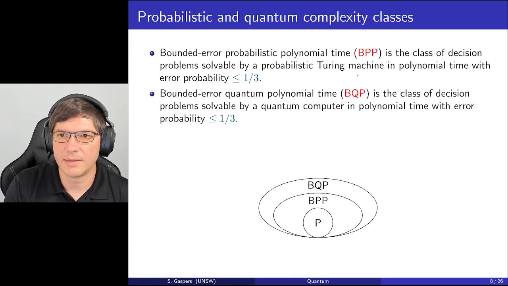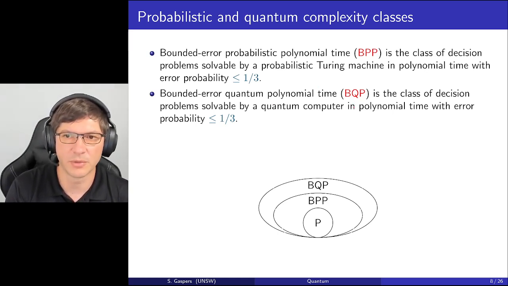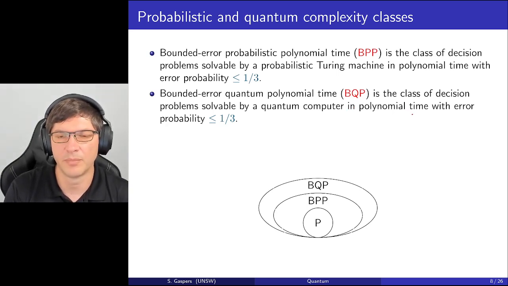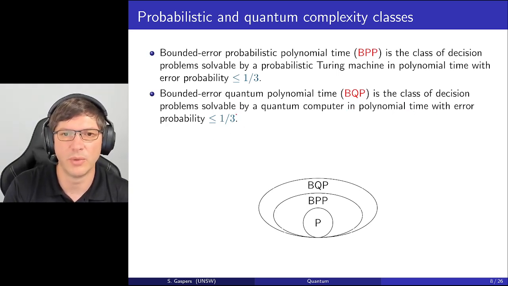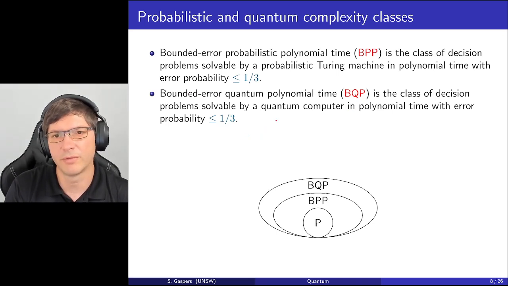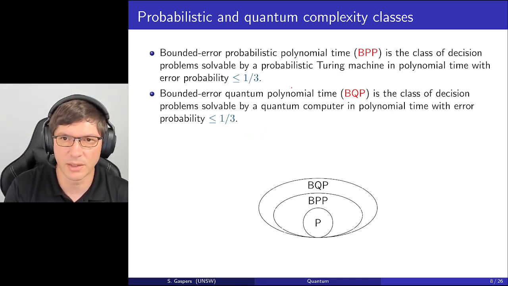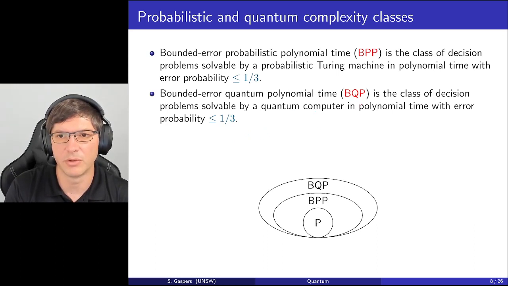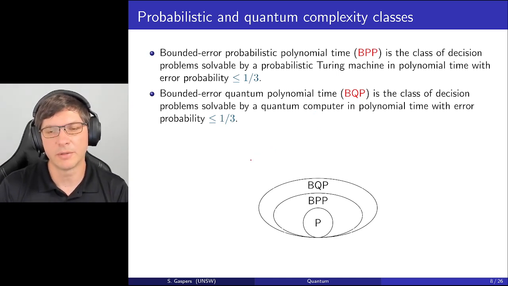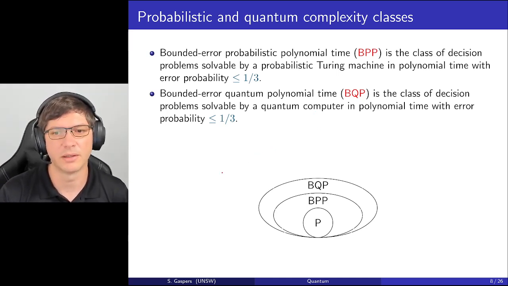And then the analog for quantum algorithms is BQP, that's bounded error quantum polynomial time. That's the class of decision problems that can be solved by a quantum computer in polynomial time with error probability at most 1/3. We typically speak of a bounded error quantum algorithm with a certain running time. If it's polynomial running time, then we have shown that the problem is in BQP, but we'll also talk about bounded error quantum algorithms with exponential running times.